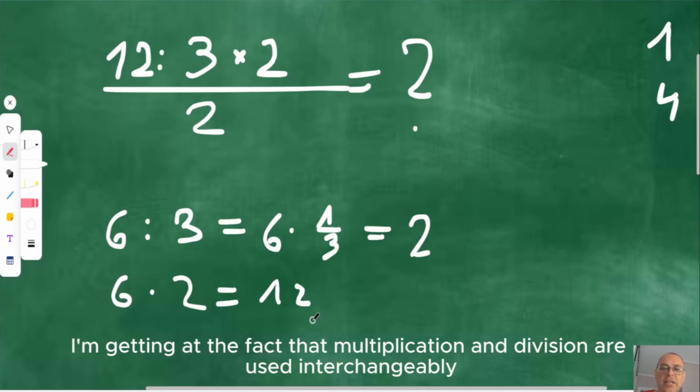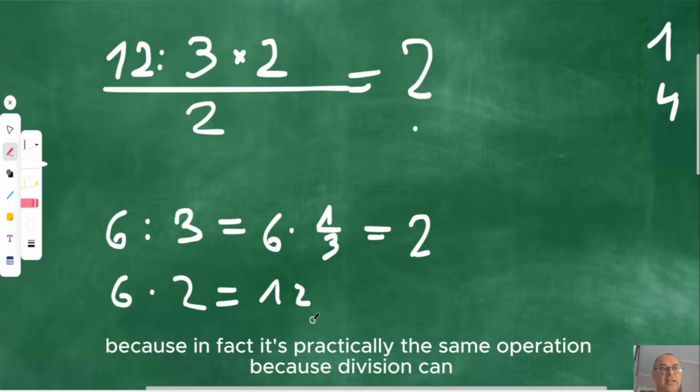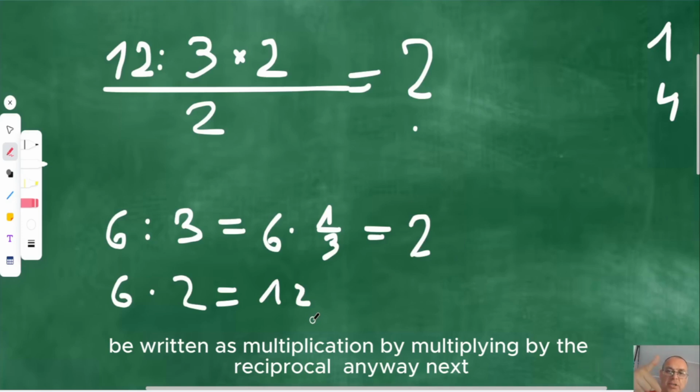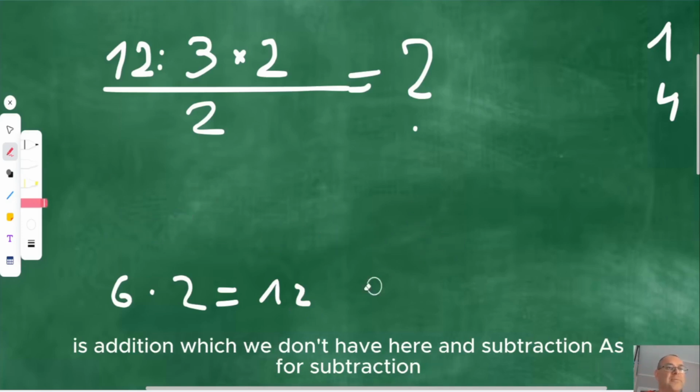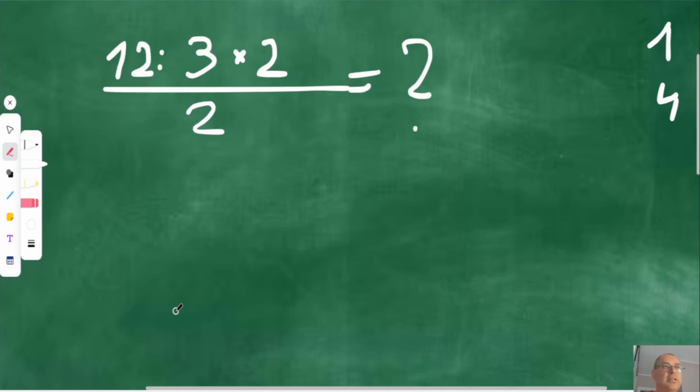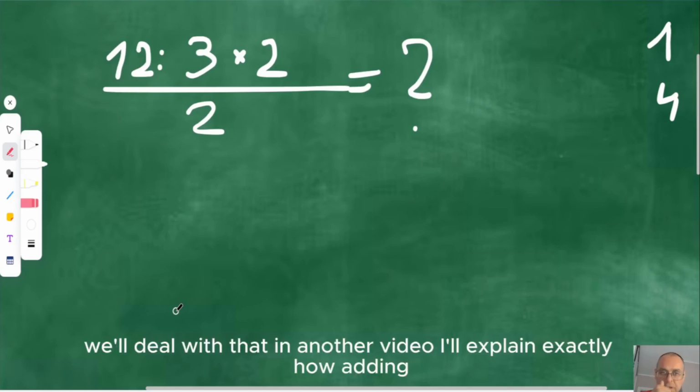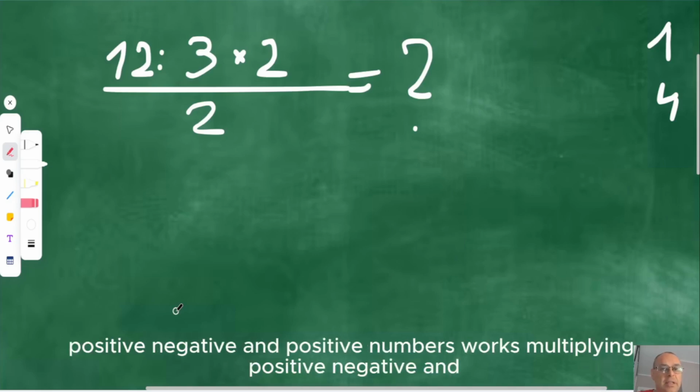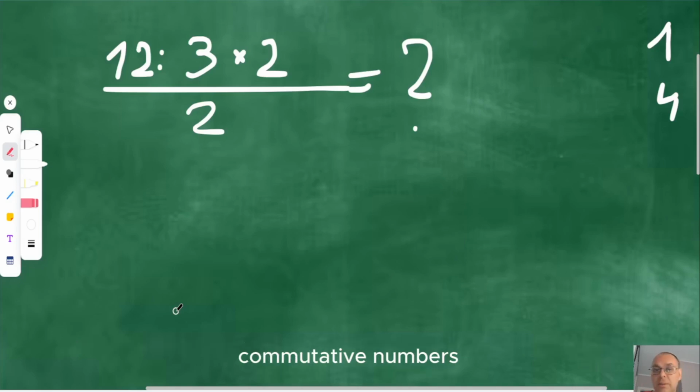I'm getting at the fact that multiplication and division are used interchangeably because in fact it's practically the same operation, because division can be written as multiplication by the reciprocal anyway. Next is addition, which we don't have here, and subtraction. We'll deal with that in another video. I'll explain exactly how adding positive and negative numbers works, and multiplying positive and negative numbers.